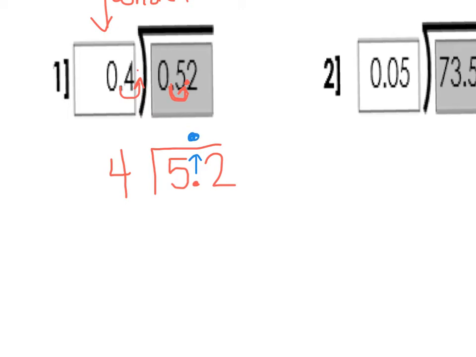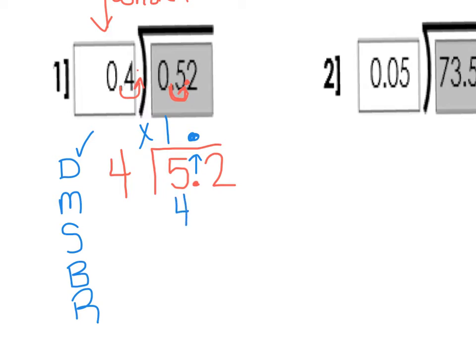All right, remember, we need to divide, multiply, subtract, bring down, repeat. So we're going to divide. 4 goes into 5 one time. Okay, now we're going to multiply. 4 times 1 is 4. We now need to subtract. 5 minus 4 is 1. And now we need to bring down. And now we're going to repeat the process.